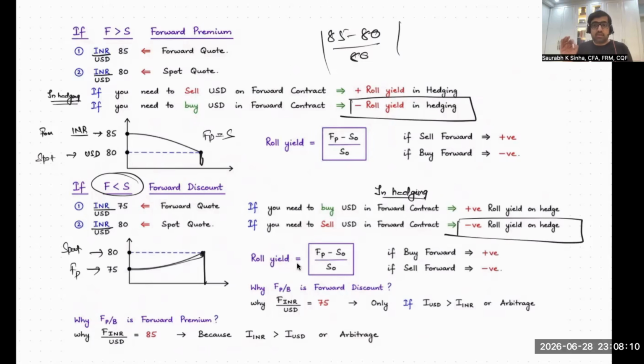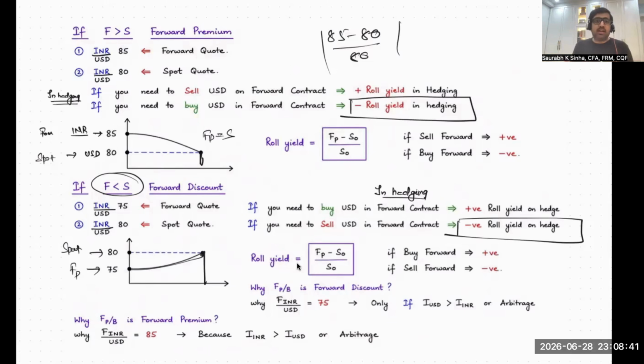Now, listen very carefully because this is related to currency. If you are trying to hedge, and because of the forward discount or forward premium you're going to have a positive roll yield, you will not think and you will enter into hedging. You don't have to think because the hedging is going to give you benefit. For example, the market is in forward premium and you need to sell USD in the forward contract. That will lead to positive roll yield.